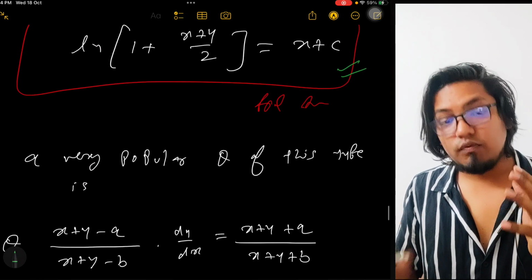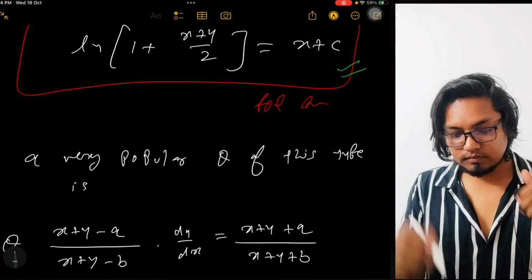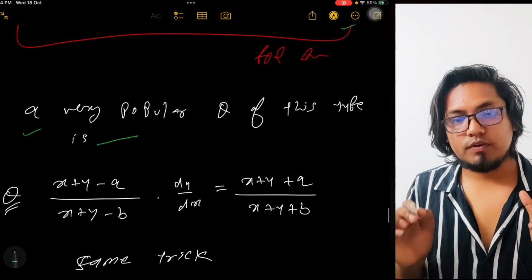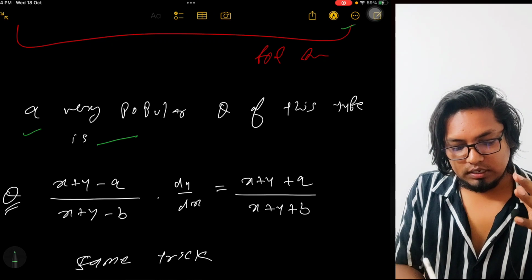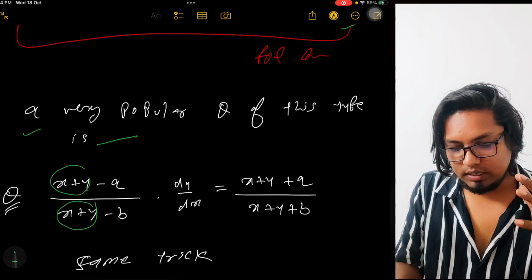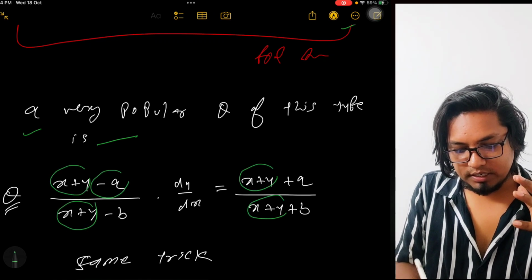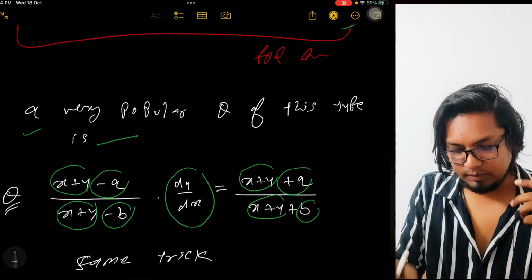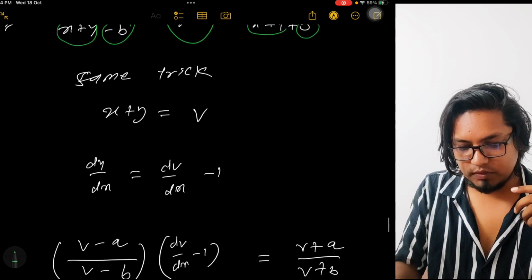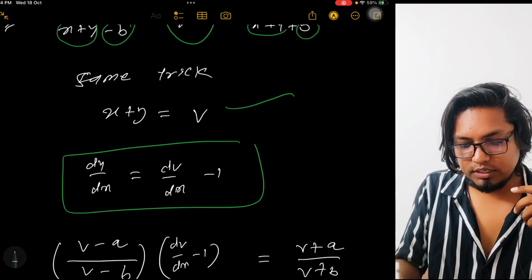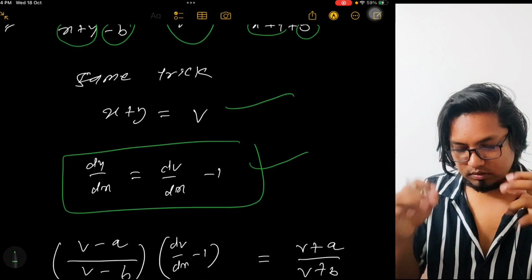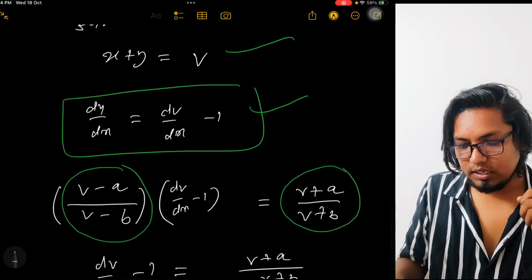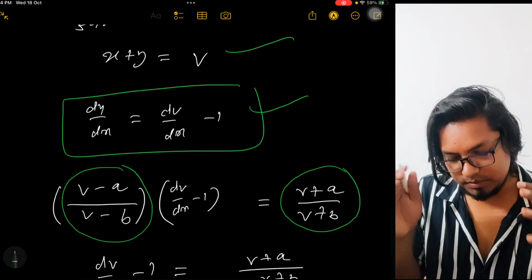We'll solve one very popular question. A very popular question of this type is this. Again in this question, we have x plus y, x plus y, minus a, minus b, plus a plus b dy by dx. So x plus y you replace with v. Same trick: replace x plus y with v and then differentiate. These two equations you put back in the given question. So it will become v minus a and v minus b, v plus a and v plus b.